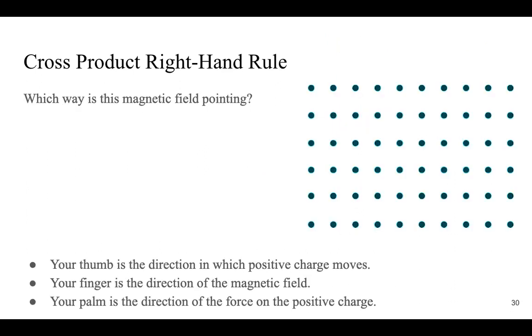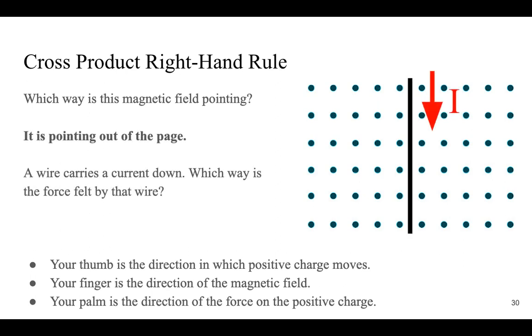So if we look at this magnetic field here, which way is this magnetic field pointing? Are we looking at the tail feathers of the arrow, or are we looking at the tips of the arrow? We're looking at the tips of the arrow. That means this magnetic field must be pointing out of the page towards us. So through this magnetic field, there's going to be a wire, and through this wire, there is a current going down. So arrange your right hand so that for the magnetic field, the tips of your fingers are pointing towards you, and your thumb is pointing down.